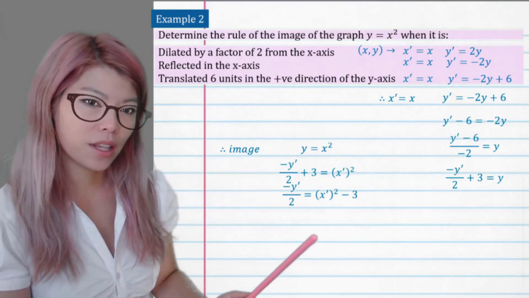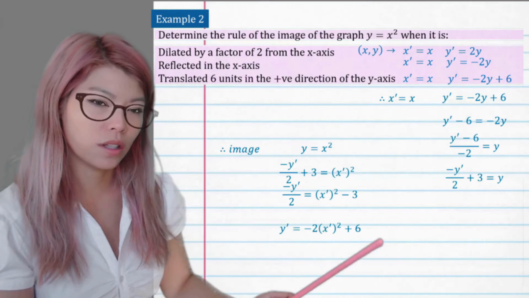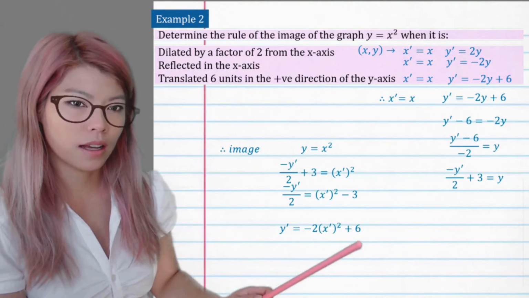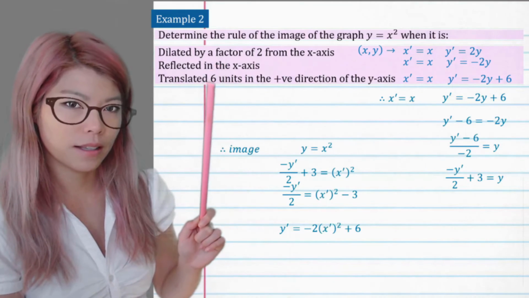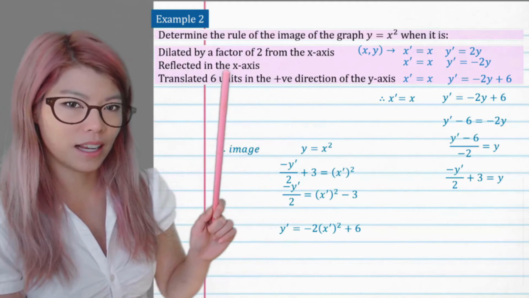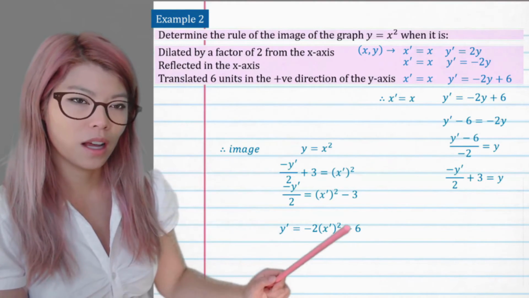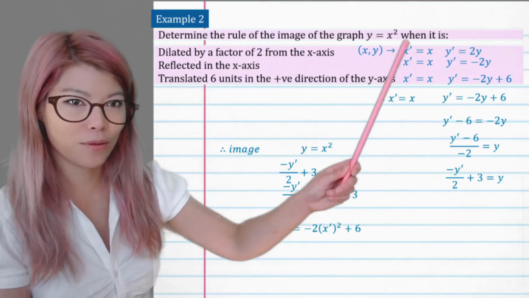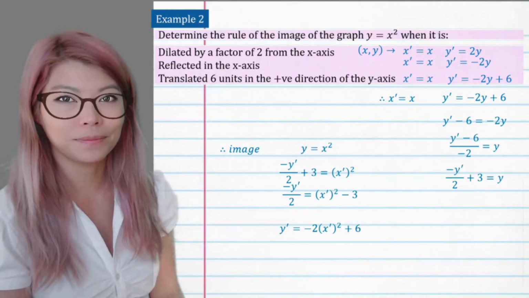So multiplying everything by -2, we have -2 and 6, and we can see that we described this previously as translated up 6, and dilated by 2 from the x-axis, and reflected in the x-axis. So this is something we should be looking at and seeing that it's very familiar. But now you know how we come up with that.